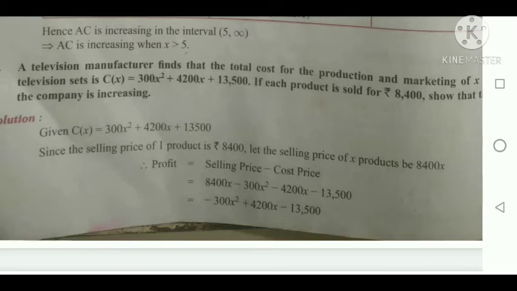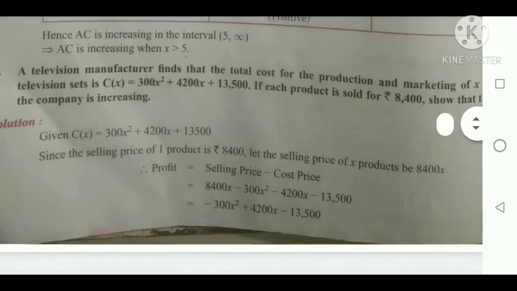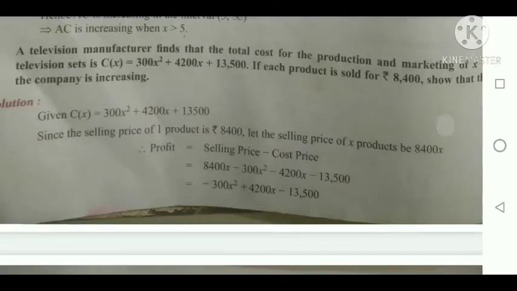If each product is sold for 8400, show that the company's profit is increasing. Here it is given that C of x equals 300x square plus 4200x plus 13500. Since the selling price of one product is given as 8400, let the selling price of x products be 8400 into x. I am finding the selling price in order to find the profit.